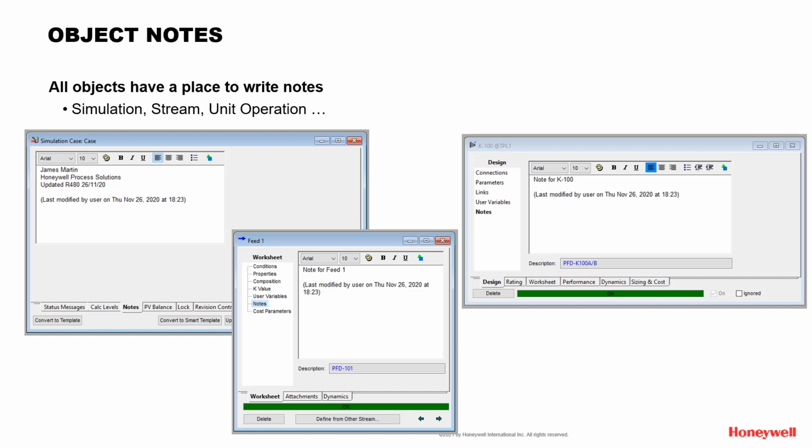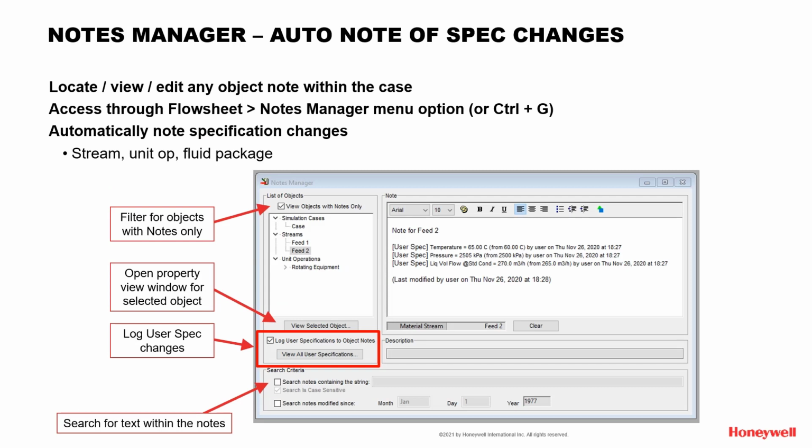But it would be quite painful if we had to go through all of the objects one by one in order to find the ones that had notes written on them. So in order to avoid that, we have a tool called the Notes Manager. We can get to this from the flowsheet menu, and it basically gives us a view of the objects within the simulation, but only the ones that have notes. We have a checkbox where we can set that, and it filters our view to show only the objects with notes. So very quickly we can find out where the notes are in the case where we've written them in the past or someone else has written them, if it's a model that we haven't developed ourselves.